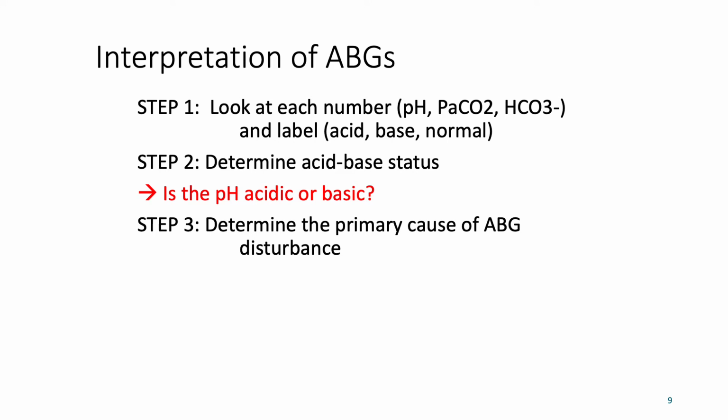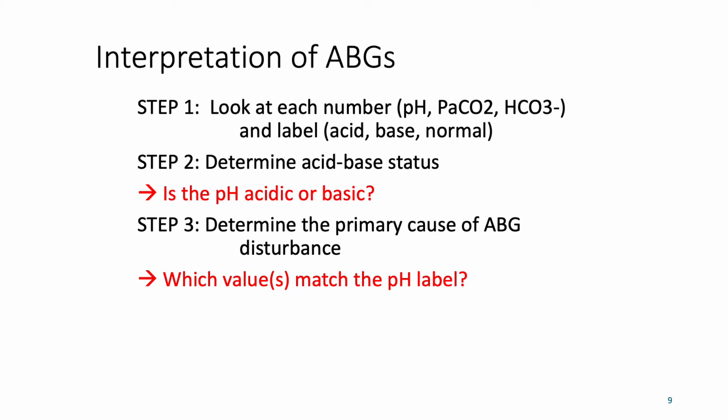So next, we need to figure out why we have an acidic or a basic pH. Who is at fault? What was the cause of this problem that we have? And how do we figure that out? Well, look at those labels again. Which of the two values, CO2 or bicarbonate, which of those match the pH? For example, if the pH was labeled acid, then I'm looking to see which of the other two numbers is labeled acid. If the pH is base, then I'm looking to see which of the other two numbers is labeled base. So whichever one matches is at fault, or is the disturbance in a sense.